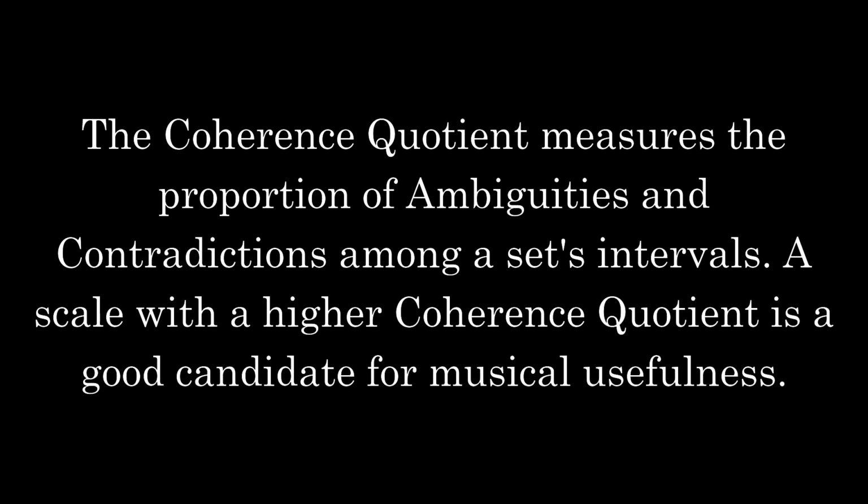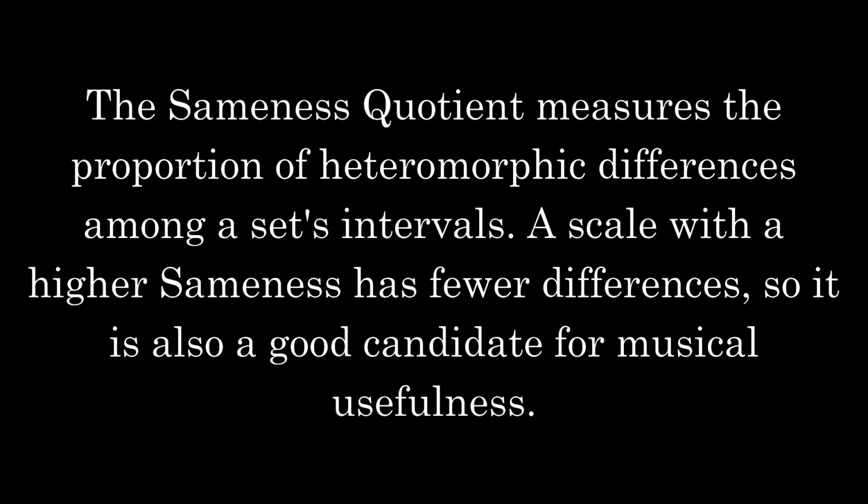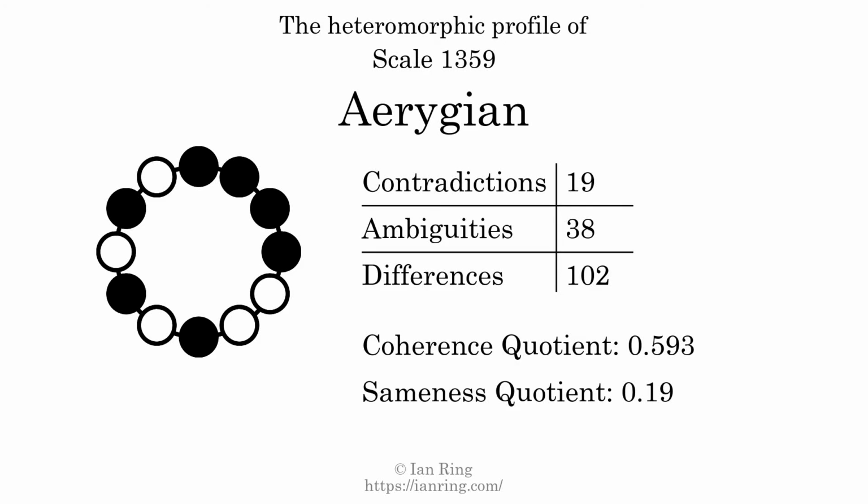The coherence quotient measures the proportion of ambiguities and contradictions among a set's intervals. A scale with a higher coherence quotient is a good candidate for musical usefulness. The coherence quotient is 0.593. The sameness quotient measures the proportion of heteromorphic differences among a set's intervals. A scale with a higher sameness has fewer differences, so it is also a good candidate for musical usefulness. The sameness quotient is 0.19.